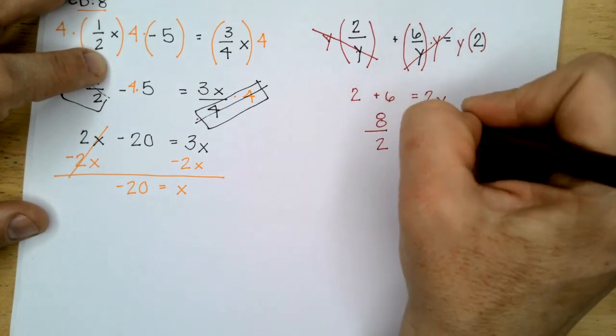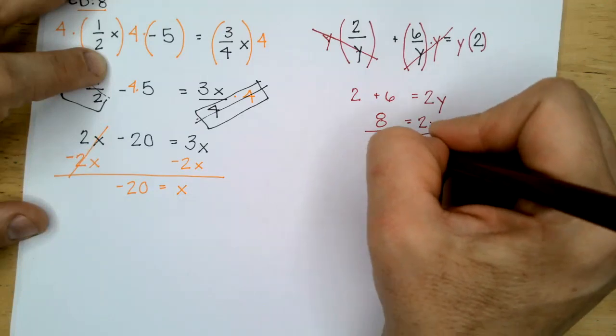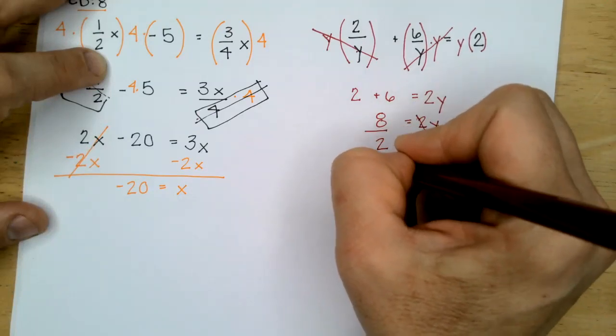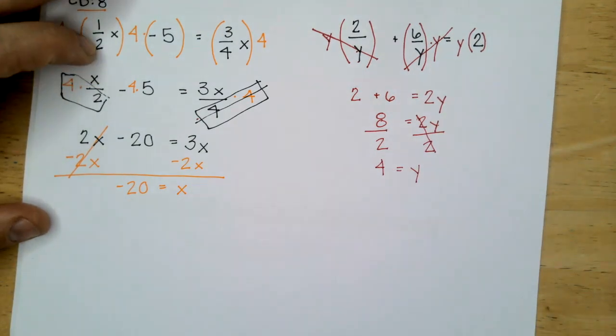Just like with x, y is being multiplied by 2, so I divide it by 2. Y is 8 divided by 2, or y is 4. Okay?